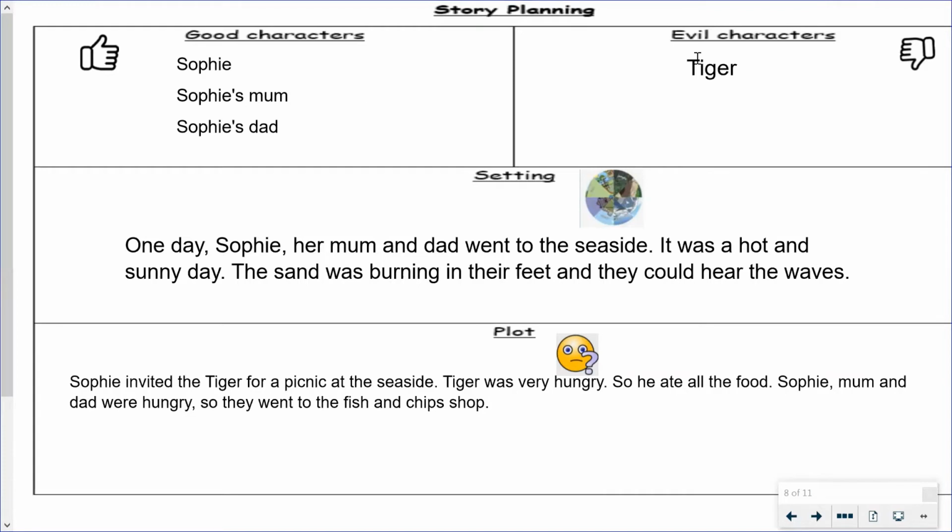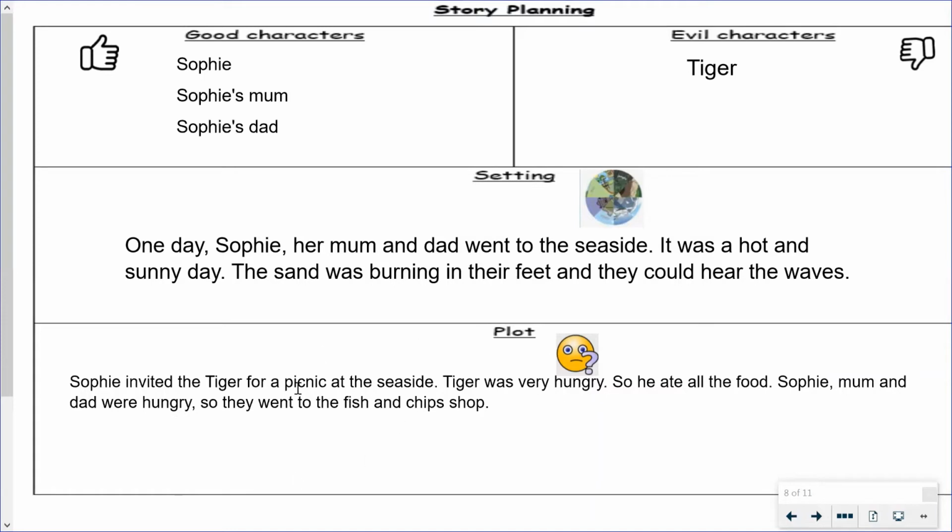I wrote yesterday my characters at the top, so I have Sophie, Sophie's mom, Sophie's dad, and the tiger. Then I included the setting. So my setting is the seaside, and I wrote there, one day, Sophie, her mum, and dad went to the seaside. It was a hot and sunny day. The sun was burning in their feet, and they could hear the waves.